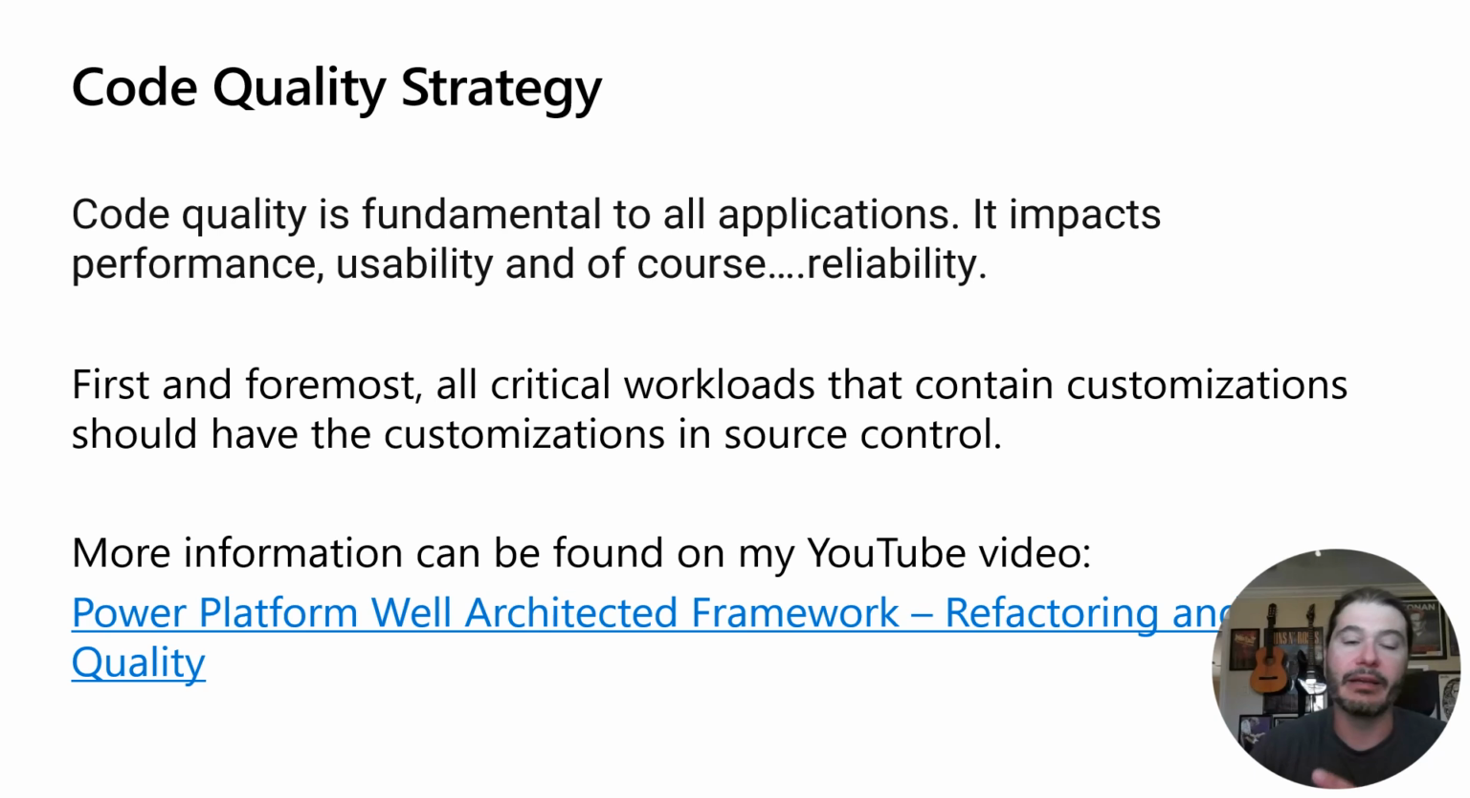All right, so code quality. Even if it's a low code platform, pro dev platform, code quality should still be top of mind. It's fundamental to all applications. It impacts everything from performance to usability, and of course, in our discussion here, reliability and resiliency. So first and foremost, all of those critical workloads that contain those customizations, they need to be in source control. Source control is going to allow us to review the changes, run things like code reviews, do peer checks, whatever it would be. But first and foremost, get that stuff into source control.